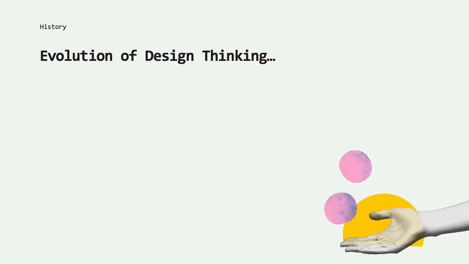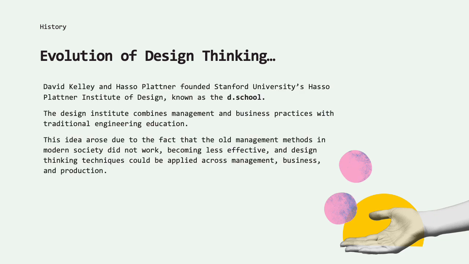Let us now understand the history and evolution of design thinking and how it really came about. David Kelley, who you've already heard in the beginning of this session, he and Hasso Plattner founded Stanford University's Hasso Plattner Institute of Design, also known as the D School. The Design Institute combined management and business practices with traditional engineering education.